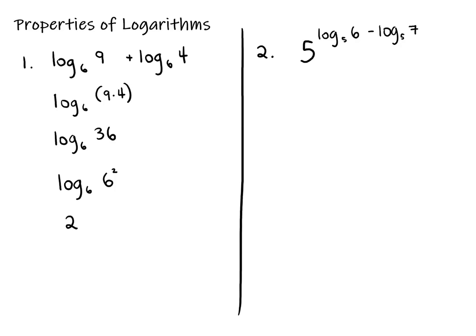The next question we have is 5 to the power of log base 5 of 6 minus log base 5 of 7. So the first thing we're going to do is simplify that exponent to be one simple log. So that's going to be log base 5 of 6 divided by 7. And when you have 5 to the power of log base 5, those cancel out and the argument just becomes our final answer. So that simplifies to become 6/7.